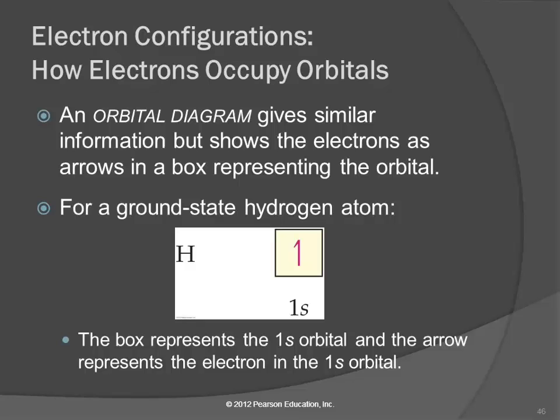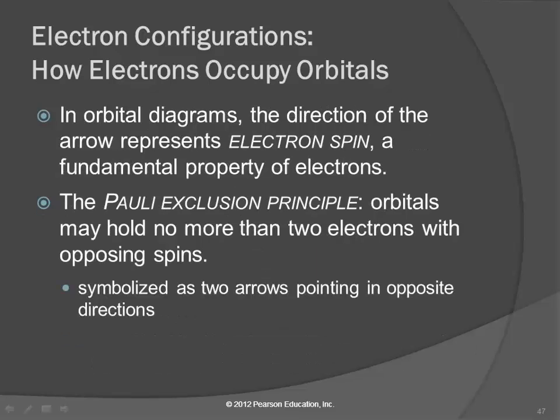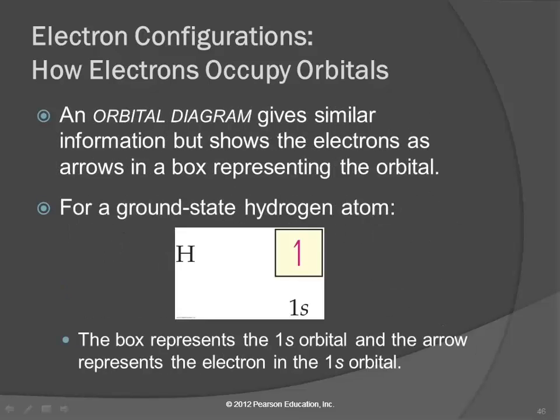Another way to represent this is with an orbital diagram. Here we're showing the orbitals as boxes. So this looks a little more like the hotel idea. So this is representing the bed. Okay, and so we have one person sleeping in the bed. We represent the electrons as arrows in an orbital diagram, and the orbitals are boxes. So for hydrogen, it's 1s and it's got one arrow in it.